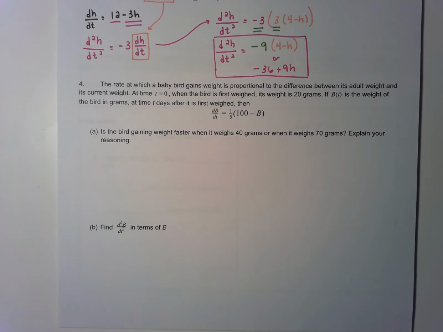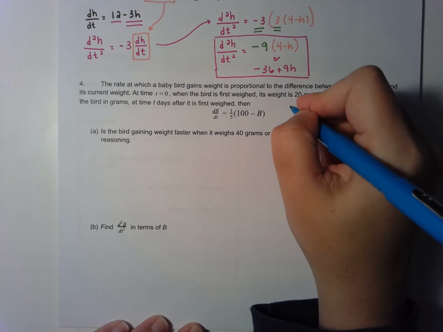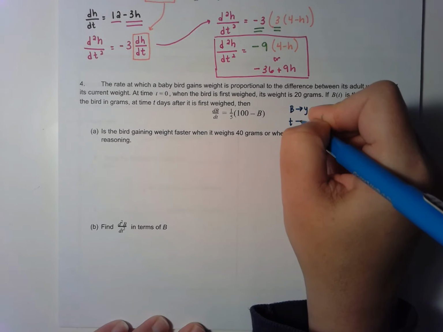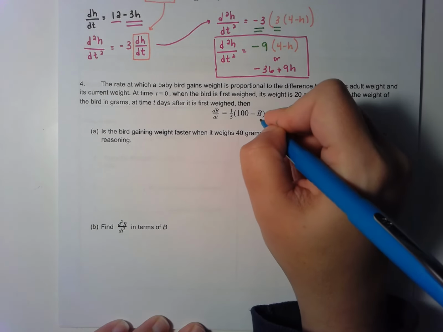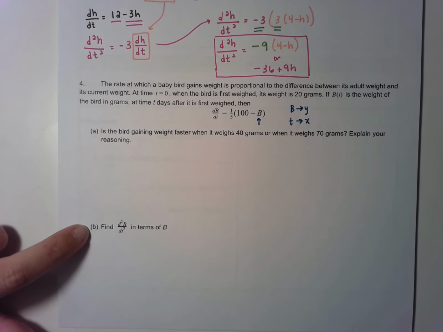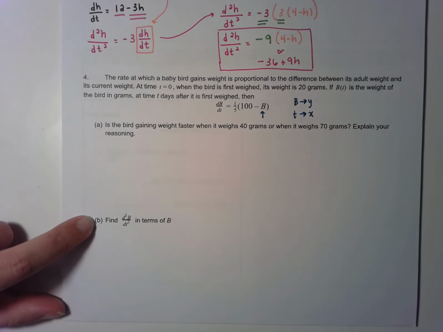Now, in this problem, what I would do first is quickly note that the b is acting like the y and the t is acting like the x. So right away, I'm going to go, hey, wait a second, there's a y that's not isolated. I'm going to need to use implicit differentiation, which is going to be relevant when we do part B here, where we have to find the second derivative.